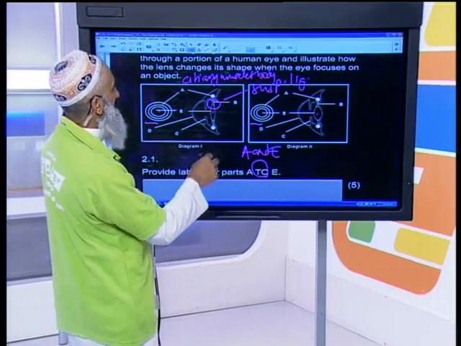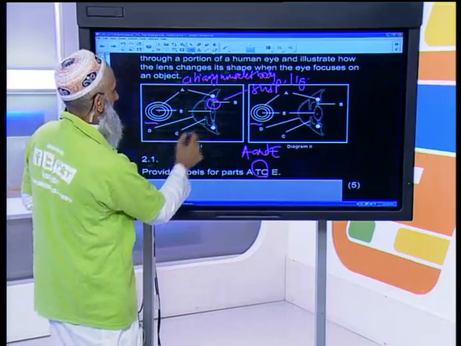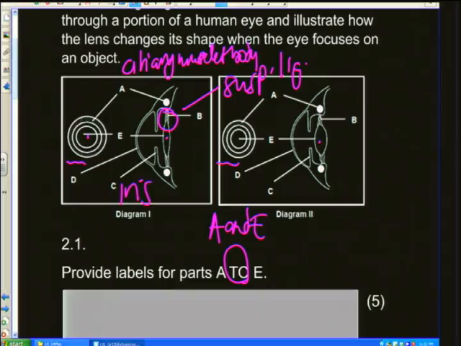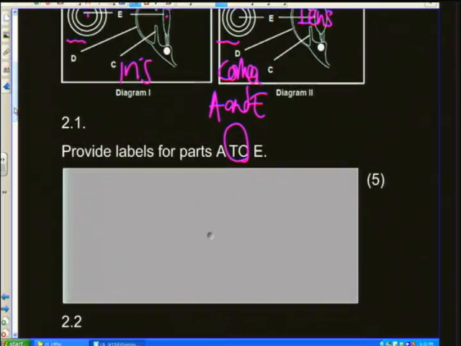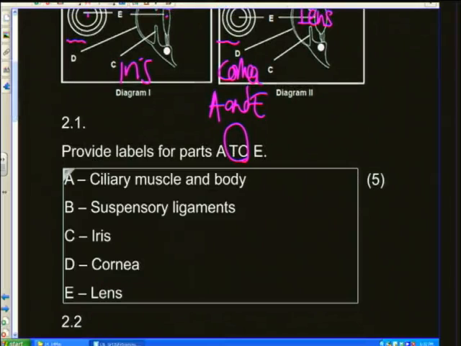Okay, so that was B. C, iris, good. D, it's the conjunctiva, or in this case, you're not showing it, we'd rather label it as cornea. Good. And lastly, E, that's easy, right? The lens. I said lens there. Okay, good. So we've done that already.